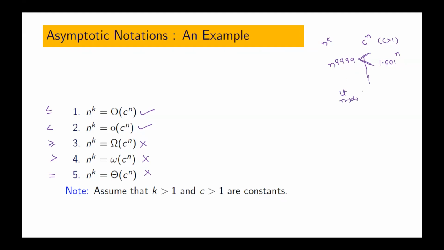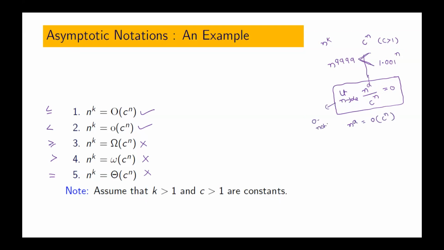We can show that the limit as n tends to infinity of n power a by c power n, where a and c are constants, is 0. We can prove this result. So for large values of n, n power a by c power n equals 0. This is the definition of which notation? This is the definition of little o notation.